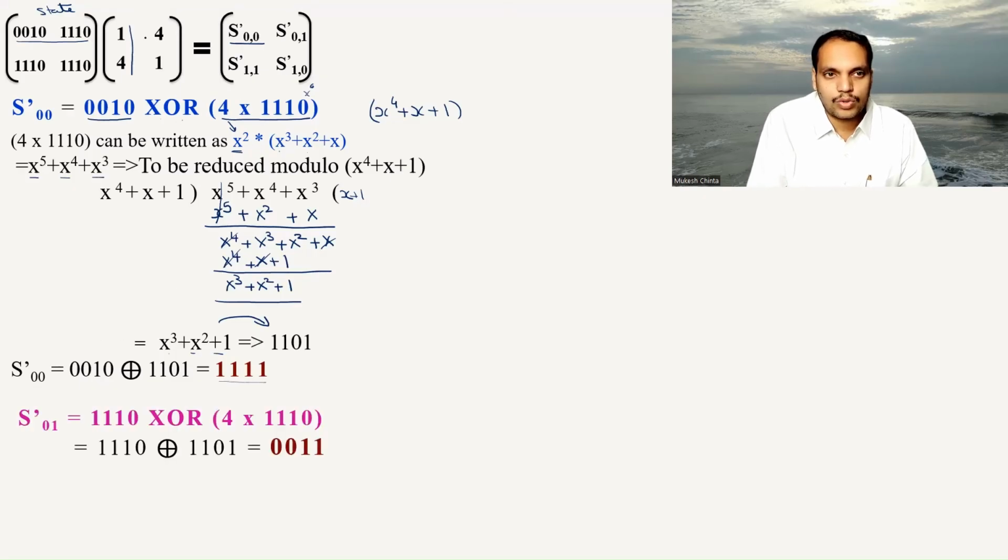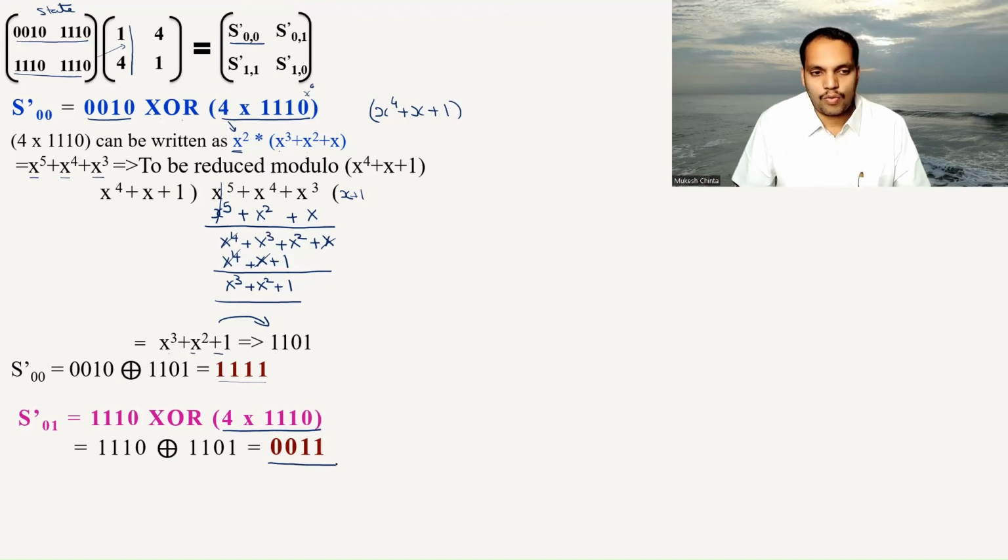S0,1. I have to do this calculation with this. So find it out. If I want to calculate this, it is 1110 exclusive OR with 4 times 1110. So this is the calculation I'm doing with this now. Okay. Now, because I just calculated this, 4 times 1110, I just calculated this. So what do I get out of here? This is the same value. I'll get 1101. So 1101 exclusive OR with 1110. And this is my next value 0011.